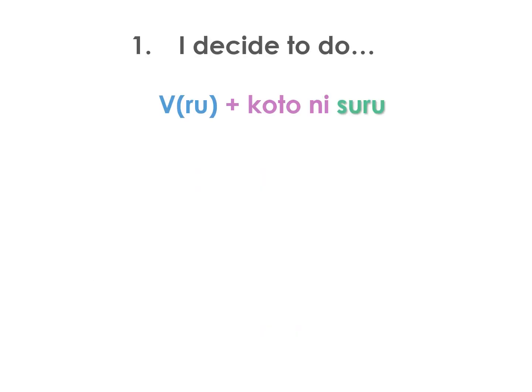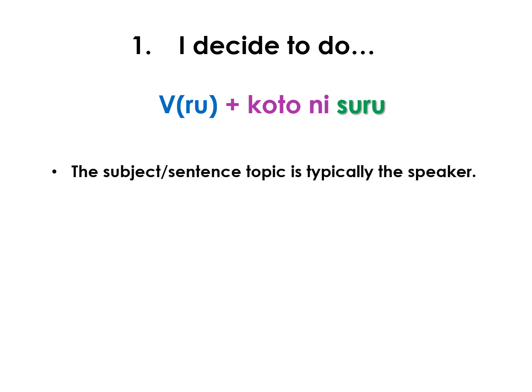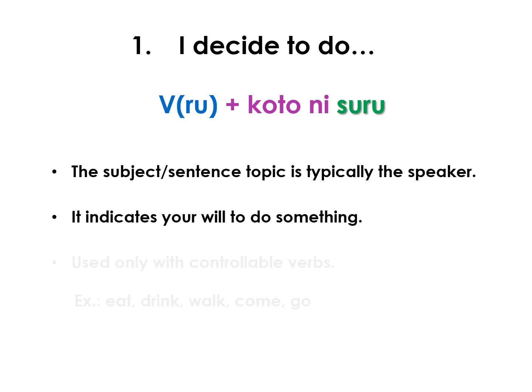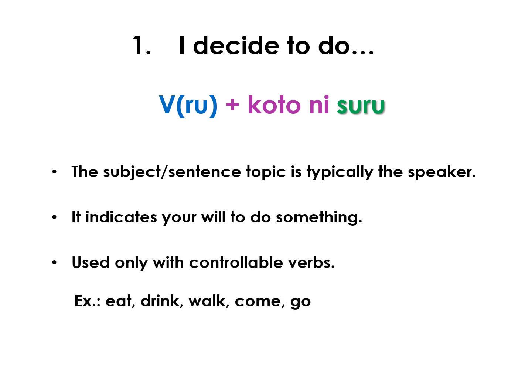Let's look at ru koto ni suru closely first. I decide to do. The subject or sentence topic is typically the speaker. The speaker says, I will do this or I will do that. It indicates the speaker's will to do something. The ru or verb part only uses a controllable verb, for example, eat, drink, walk, come, or go. After all, it is you who will do the action.